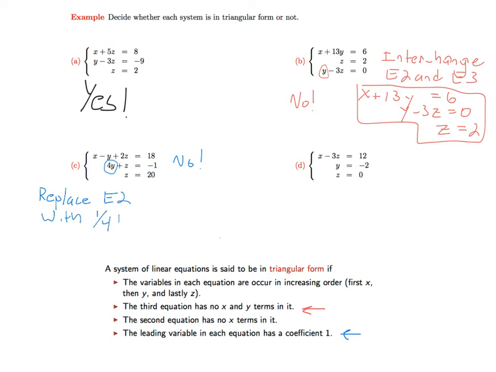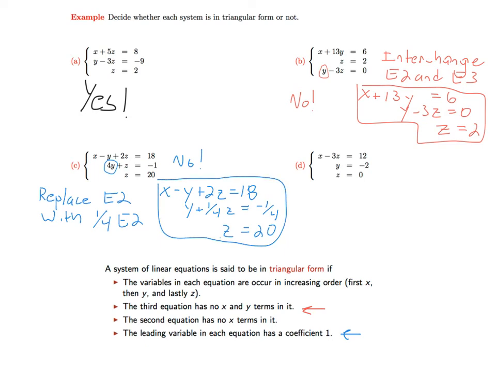with 1/4 E2. So if I were to multiply every term in equation 2 by 1/4, the top equation would still be x minus y plus 2z is equal to 18. And now this equation would be y plus 1/4 z is equal to minus 1/4. And then the last equation would be z is equal to 20. And this, for example, would be in triangular form, because now the coefficient in front of the leading variable is 1.